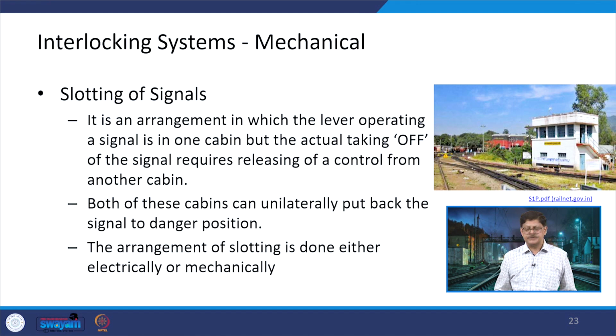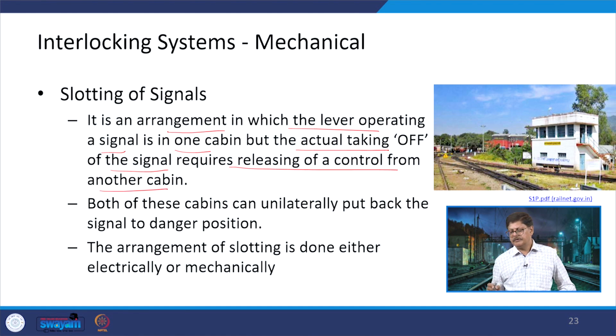Then slotting of signals. Now, this is an arrangement in which the lever operating a signal is in one cabin, but the actual taking off of the signal requires releasing of the control from another cabin. So, you are not doing everything at one location. Now, if we talk about the advanced systems, the things can be set from one location itself, but here we are talking about a cabin system, and in this cabin system the signals are slotted. Slotted means whatever number of tracks are being provided, accordingly for which particular track which signal is going to be operated is what we are talking about, and that is what is known as slotting.